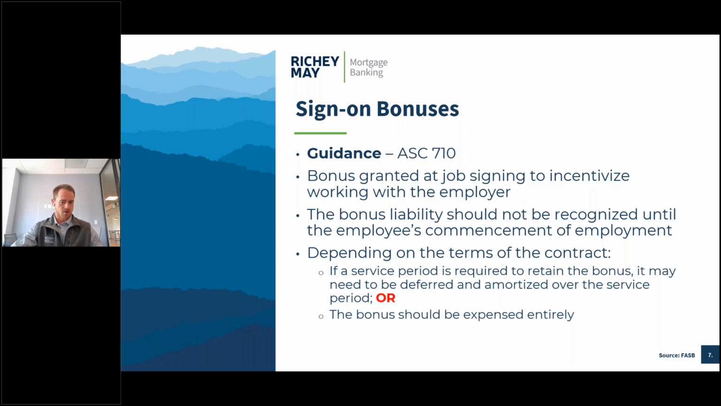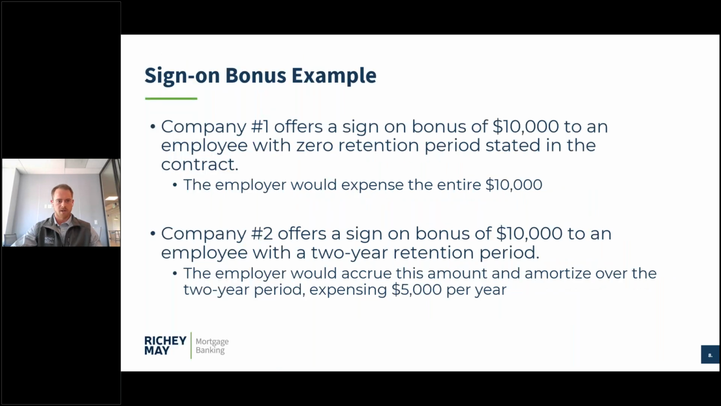And so next, we're going to show you just a couple simple examples of the different ways that the sign-on bonus could be treated. The first example, company number 1 offers a sign-on bonus of $10,000 to an employee with 0 retention period stated in the contract. The employer would then expense the entire $10,000 because there is no retention period. Inversely, in the second example, the company offers a sign-on bonus of $10,000 to an employee. However, there's a 2-year retention period associated with the contract. Therefore, the employer would accrue this amount and then expense $5,000 every year for the 2 years.